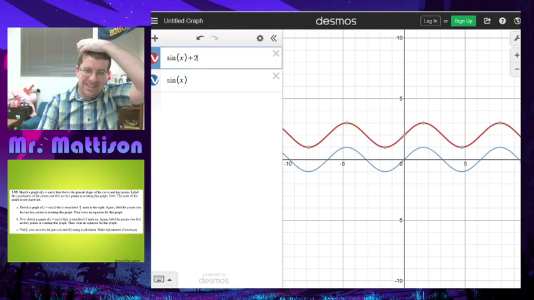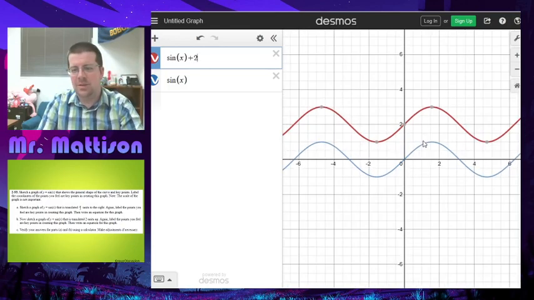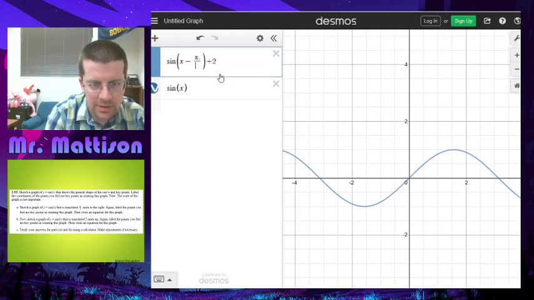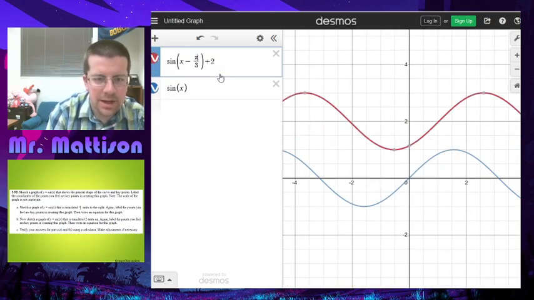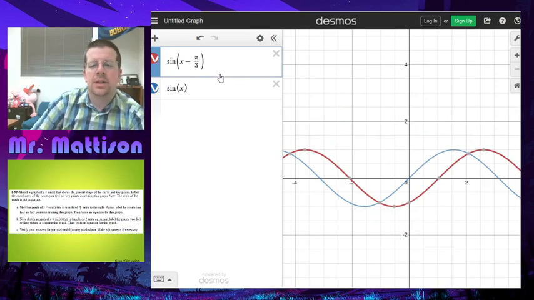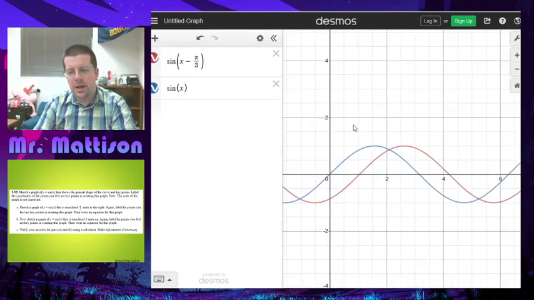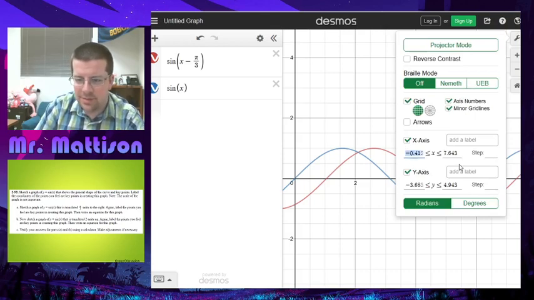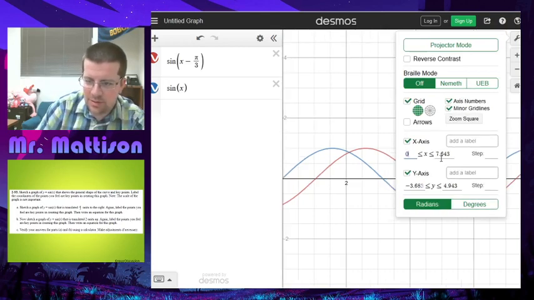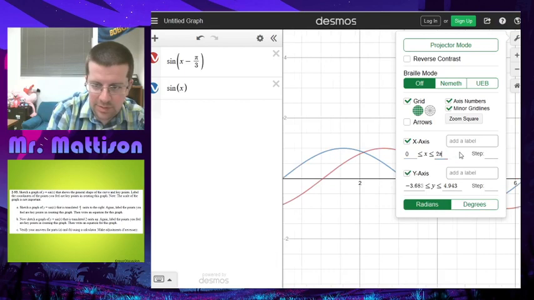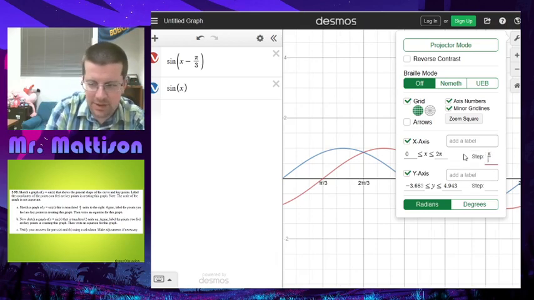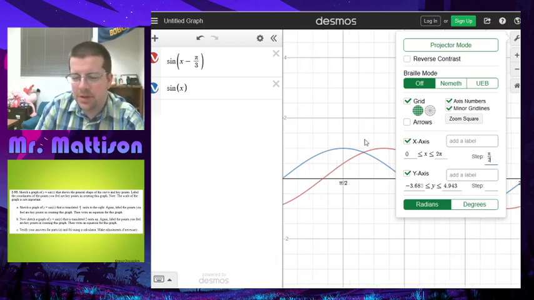So why is that happening? If I zoom in here on this first one, that was a minus pi over 3. On a basic graph, let's change my units to the x-axis being 0 to 2 pi, and I will step by pi over 2 to make it a little bit nicer for us.